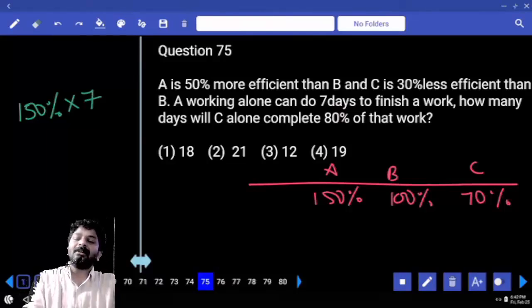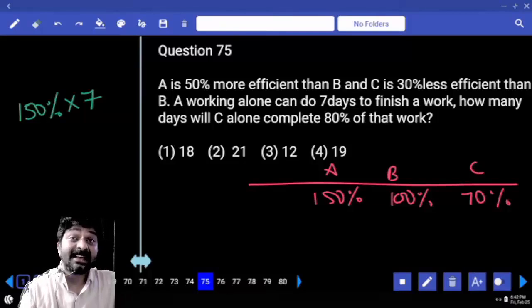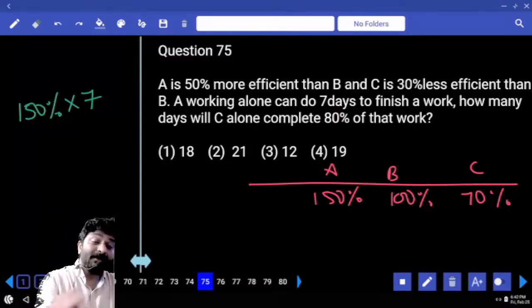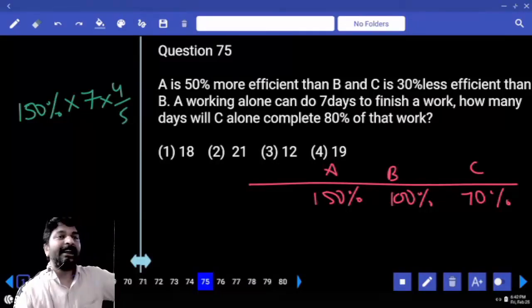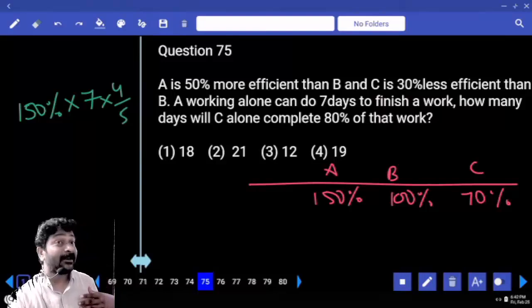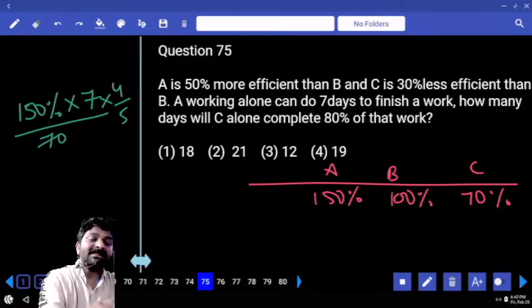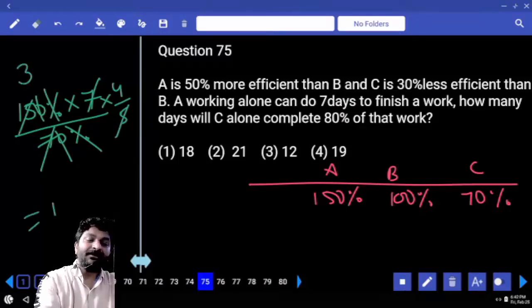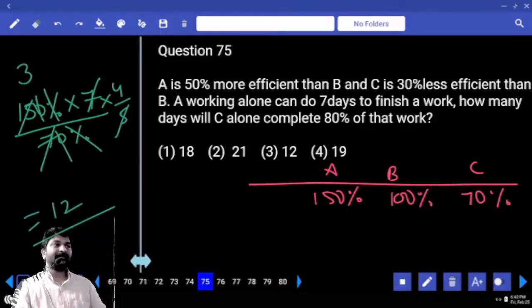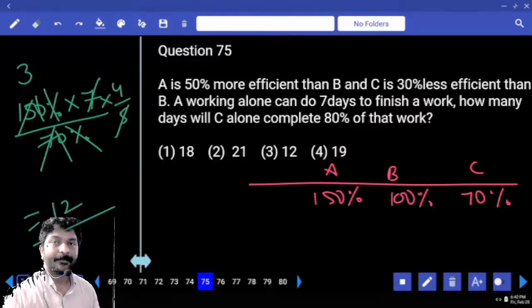In how many days will C alone complete 80% of the work? 80% in the sense, can we take it as 4/5? So I am taking 4/5 of this number. This is what? 80% of the work. And who should complete this now? C, where C efficiency is 70% only, divided by 70%. Percentage cancel, 0 cancel, 7 cancel, 5 3 times here, 3 into 4, 12 days answer. Followed.